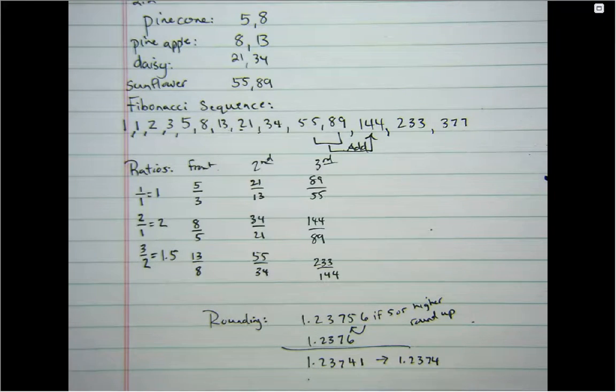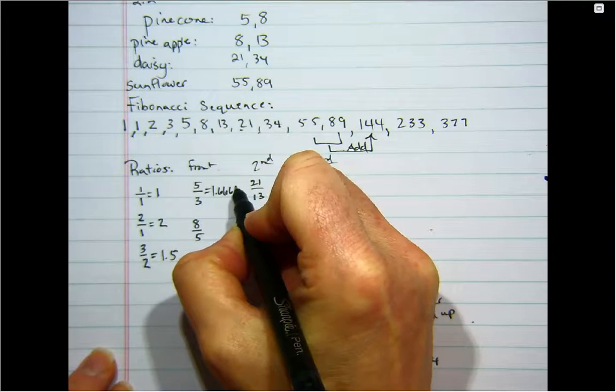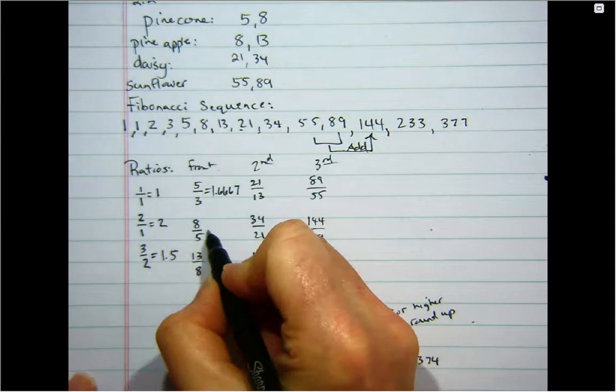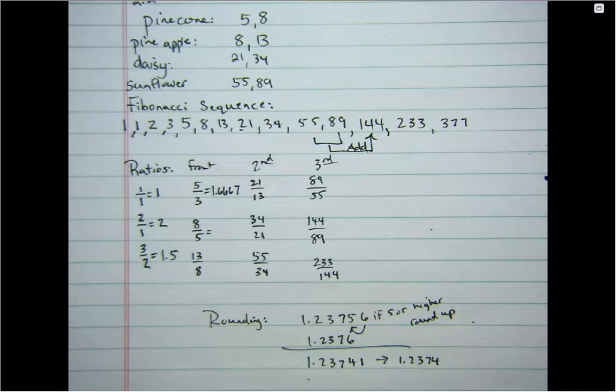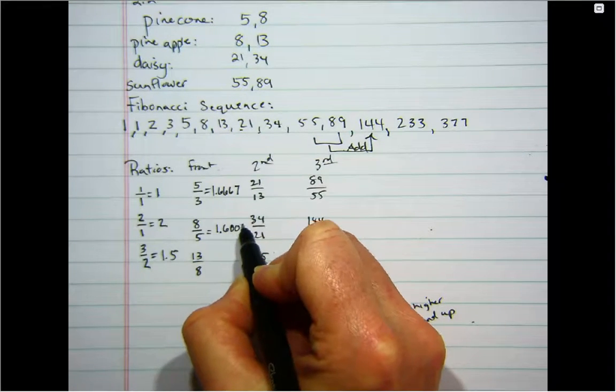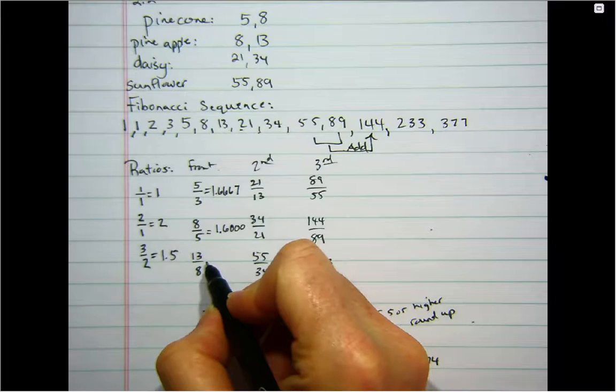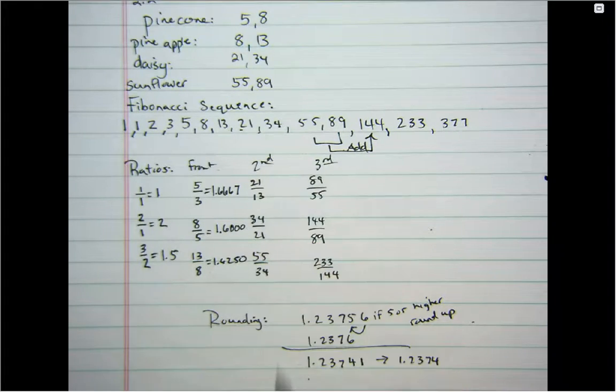What did you get for the first one? What was 5/3? 1.66 repeating. Okay, 1.66 repeating, so that means we round that one to 7. Great. And then what was yours? 8/5? 1.6. So that one just ends, so we'll just put zeros there. What was 13 divided by 8? So that one just ends too. So we'll go ahead and put 1.6250.